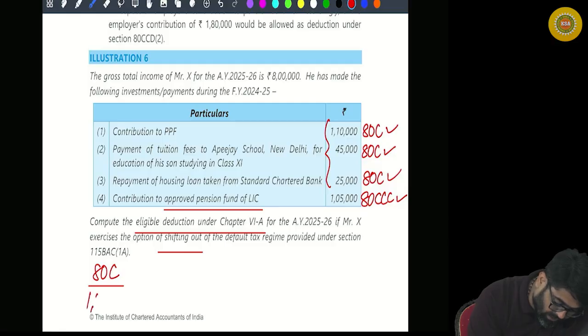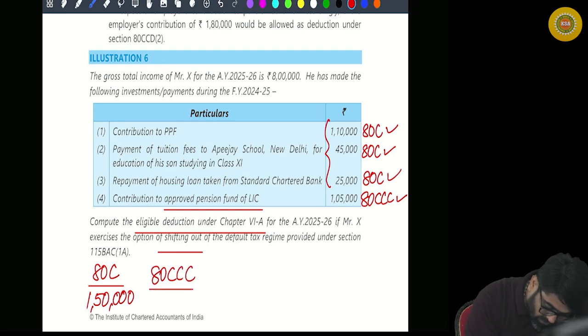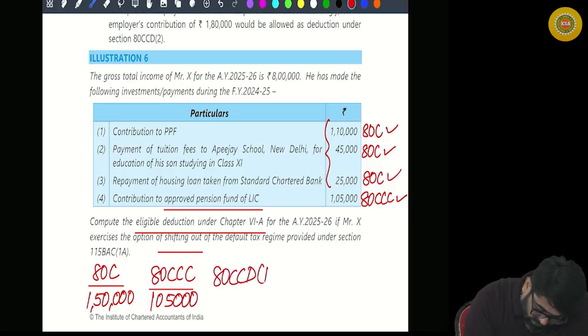1,80,000 or 1,50,000, whichever is lower. 1,50,000. Can you take 80CCC deduction? Yes, 80CCC also is there. 1,05,000 or 1,50,000, whichever is lower. 1,05,000. If you had 80CCD1, we would have taken 80CCD1 also. How much is 80CCD1? Nil, no deduction here.